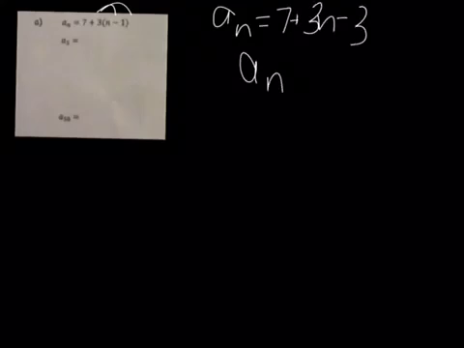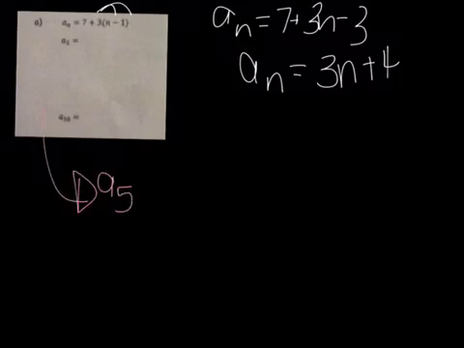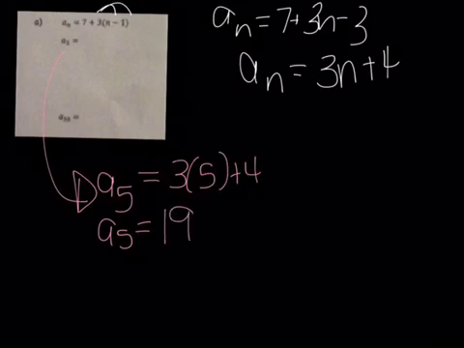Okay, so if I distribute that 3, I have a sub n equals 7 plus 3n minus 3. And combine those like terms, 3n plus 4. Now to get a sub 5, what am I plugging in for n? 5, that's it. So it's 3 times 5 plus 4. That's all I have to do here. So a sub 5 equals 15 plus 4, which is 19.